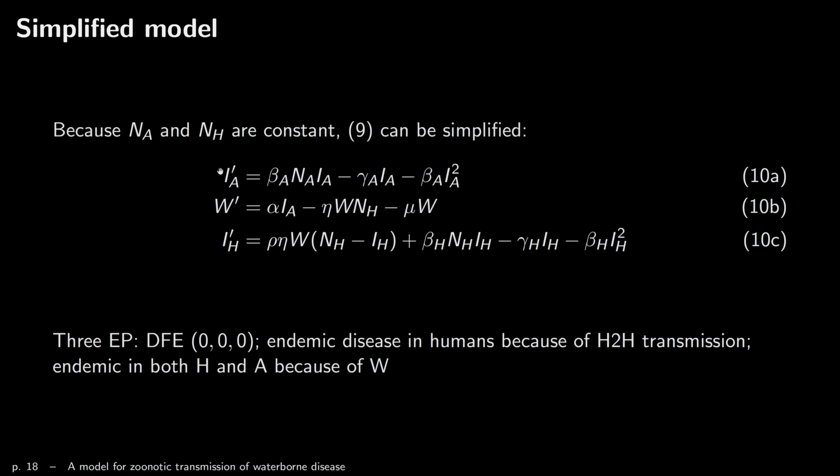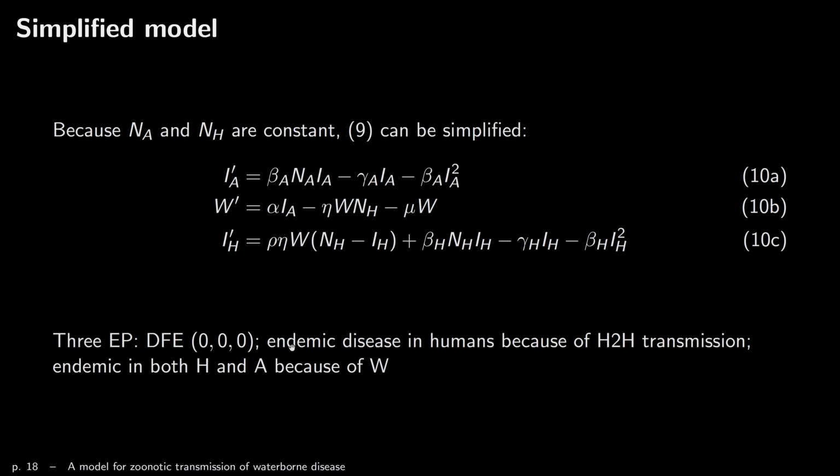So these are the equations for the infectious animals, the infectious humans, and the water. They find 3 equilibria. One is the disease-free equilibrium, for this particular model. Remember that we've removed SA, SH, and I because we know what they are. And so the disease-free equilibrium in this case has no infected animals, water, or humans.